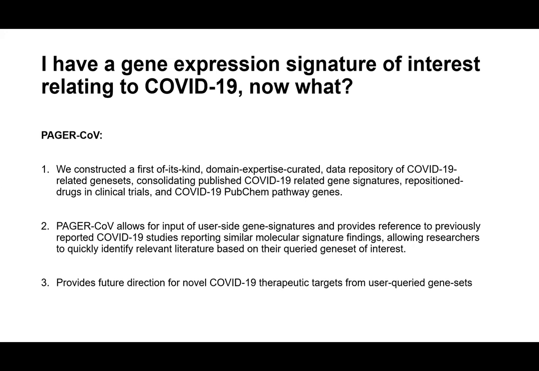pathway genes. As a user of PAGER-CoV, the database is set up to allow the researcher to easily review the literature associated with a pathway and also look at the gene signatures in the pathway of interest. We were thinking that this kind of bottom-up approach would help researchers find a direction to research therapeutic targets and other treatments from the gene sets that they're searching for.